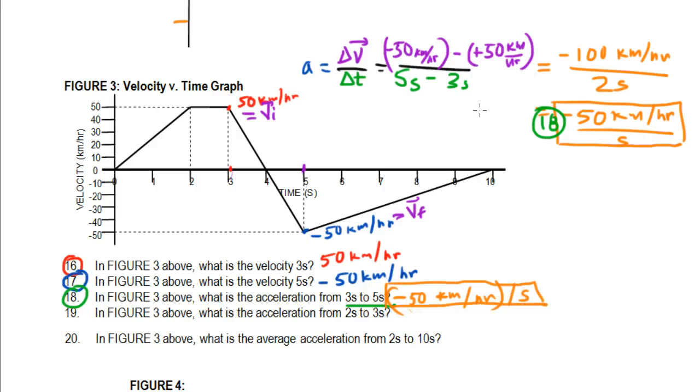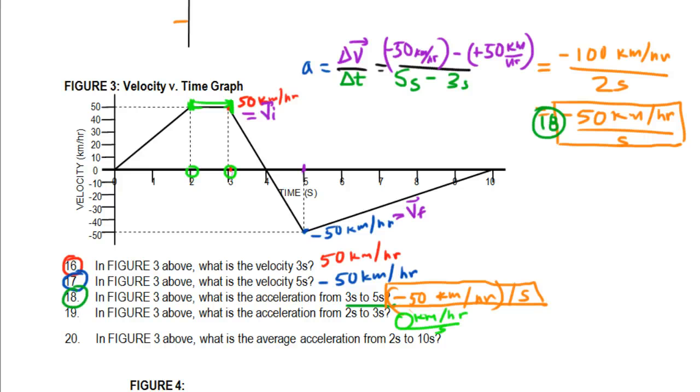Number 19, acceleration from 2 to 3 seconds. Hey, this is an easy one. Look at this. 2 seconds to 3 seconds. What do I got here? Flat line, no slope, no acceleration. 0 kilometers per hour per second. Okay? Number 20, average acceleration from 2 to 10 seconds.